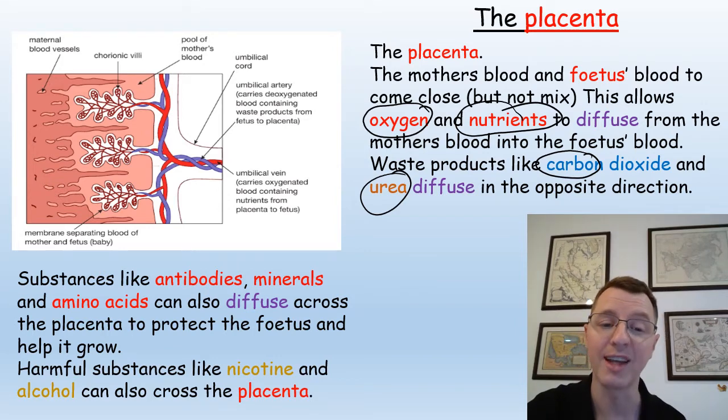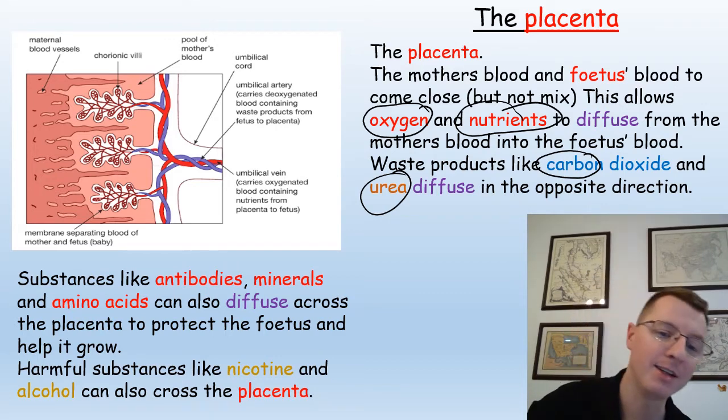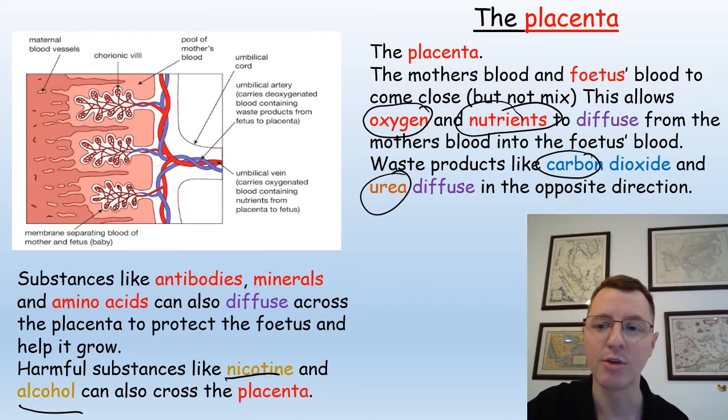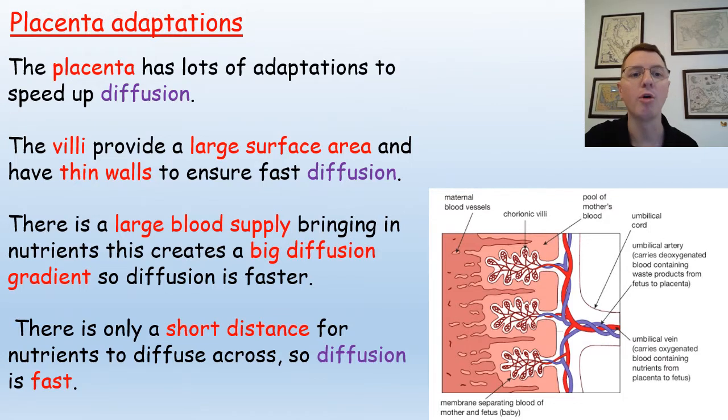Also, substances like antibodies, minerals and amino acids can diffuse across the placenta and protect the fetus and help it grow. Unfortunately, harmful substances like nicotine and alcohol and other illegal drugs can also cross the placenta, and these can harm the growing fetus. So what kind of adaptations does the placenta have? Well, the placenta has lots of different adaptations to help speed up diffusion.